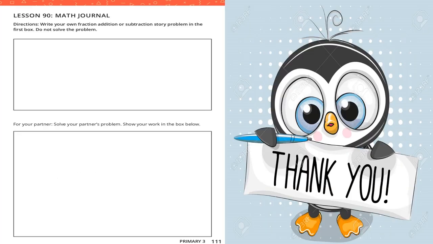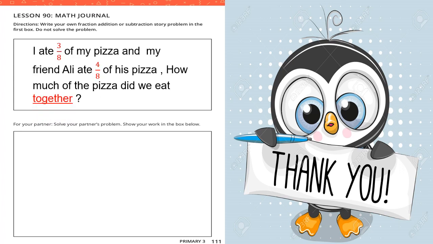Let's start the math journal. Write your own fraction addition or subtraction story problem in the first box. I ate 3/8 of my pizza and my friend Ali ate 4/8 of his pizza. How much of the pizza did we eat together?